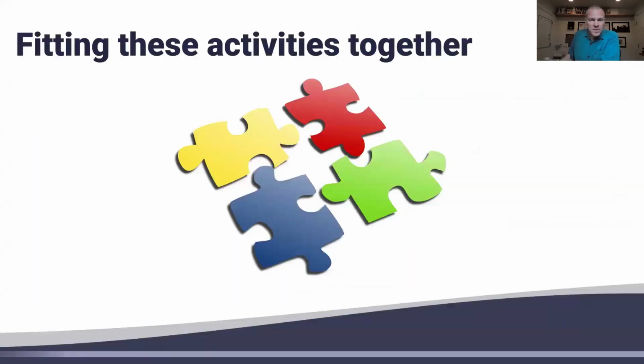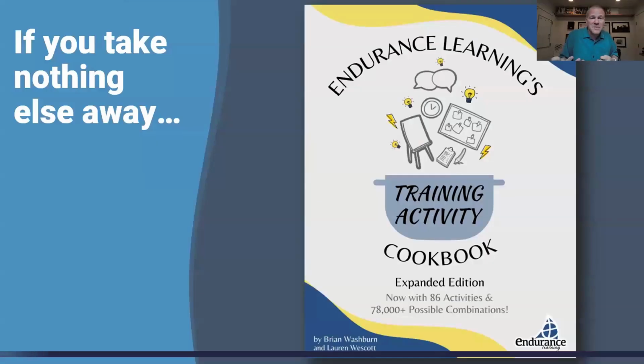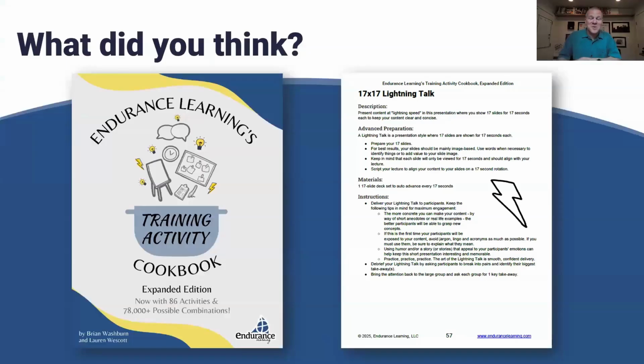Now, when I do a train the trainer session, sometimes people ask, well, do I need to choose one activity from each of these categories in order to make a good training? And the answer is not necessarily. So these activities will fit together, but sometimes they overlap. Sometimes a content activity can also be an application activity. But when it comes to go-to activities, if your go-to activities are getting stale, or if you're just looking for a new challenge, if you take nothing else away from today's session, you have this cookbook that will give you all sorts of ideas for new activities to try out.